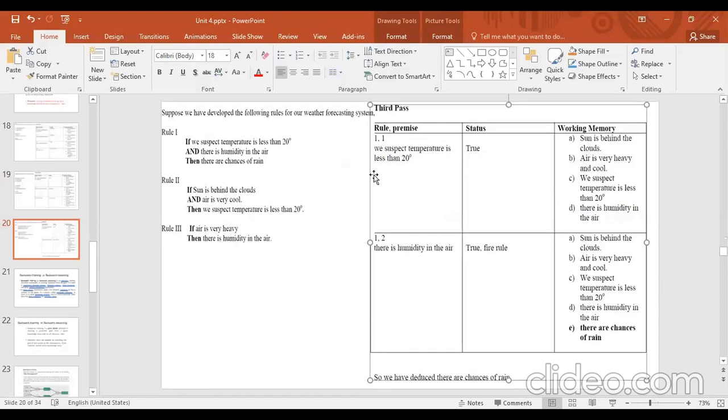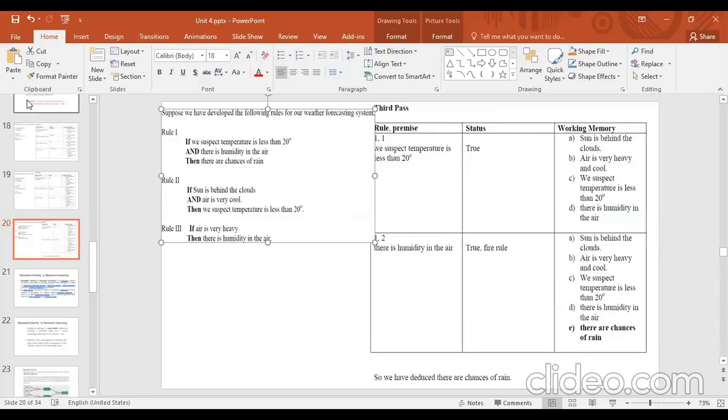Now start with the first rule. We suspect temperature is less than 20 degree. If it is available in working memory, yes. So I write true. And the second statement is there is humidity in the air. So it is also true. So I write true. Okay. Now we reach our goal state. There are chances of rain because our output is if we suspect temperature is less than 20 degree and there is humidity in the air, then there are chances of rain. So we reach our goal state.